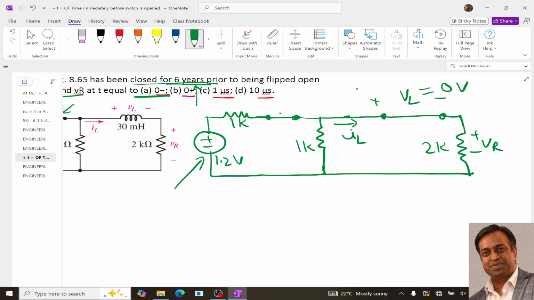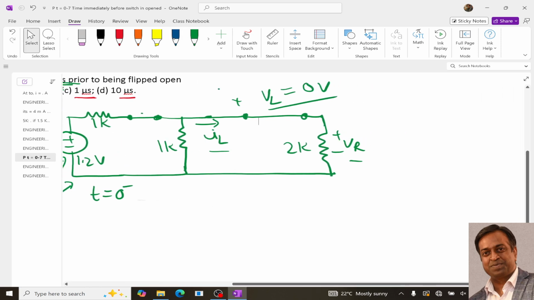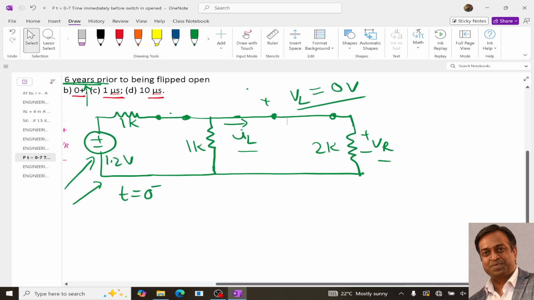Now for this particular circuit, this is the state at t equals 0 minus, immediately before the switch is opened. For this circuit we need to determine IL and VR. VL we already know, right? So now we can determine IL and VR using any theorem. Let me use nodal analysis.